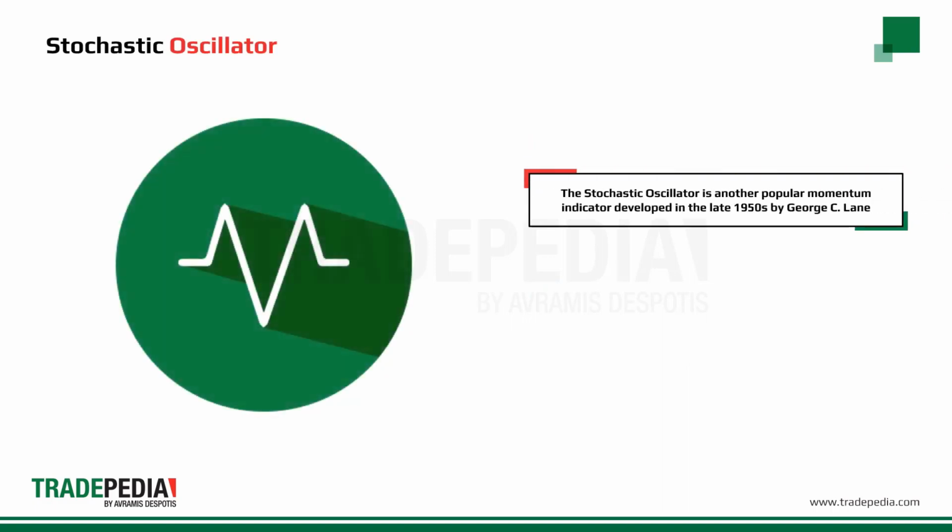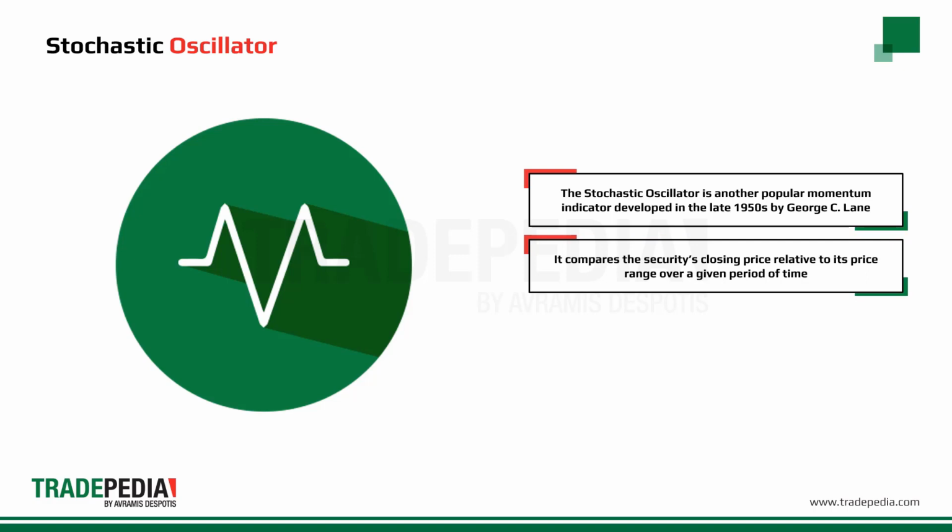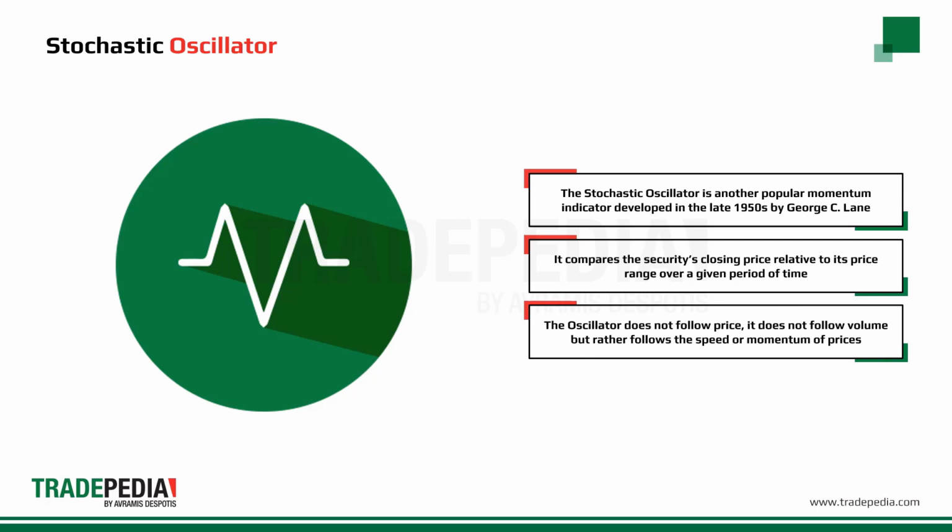The stochastic oscillator is another popular momentum indicator developed in the late 1950s by George C. Lane. It compares the security's closing price relative to its price range over a given time. The stochastic oscillator does not follow price, it does not follow volume, but rather follows the speed or momentum of prices.